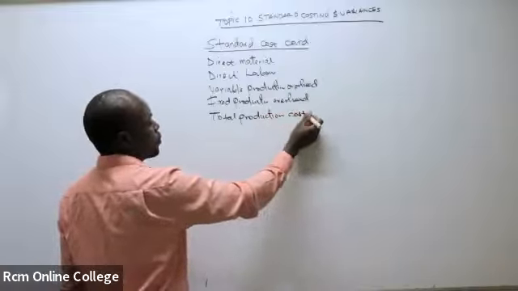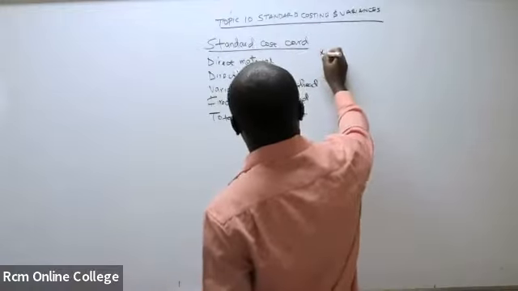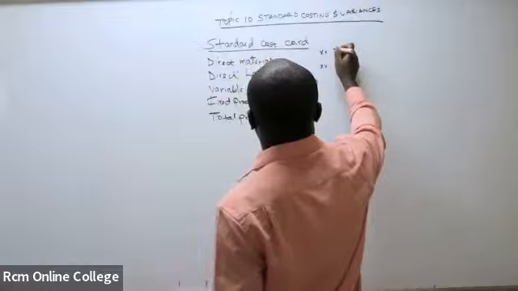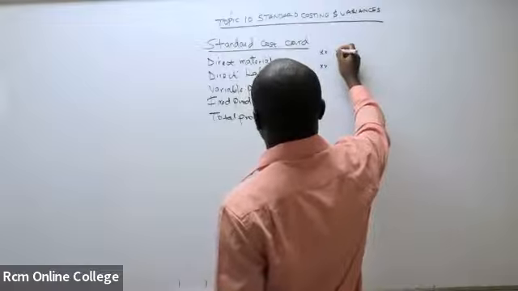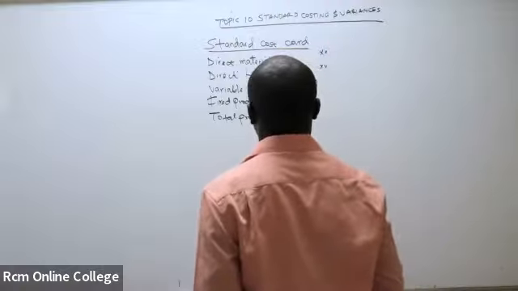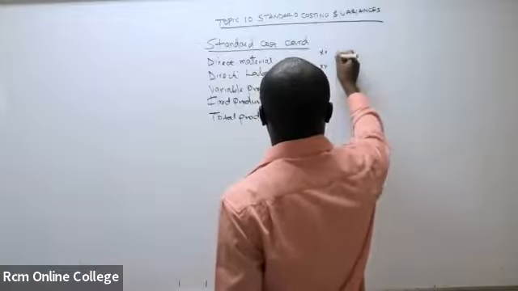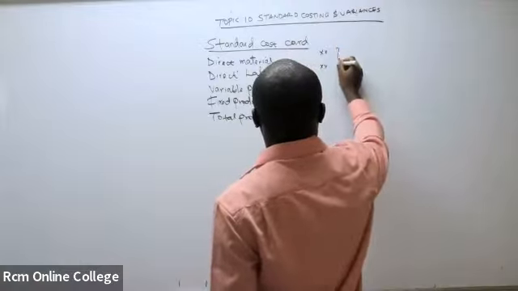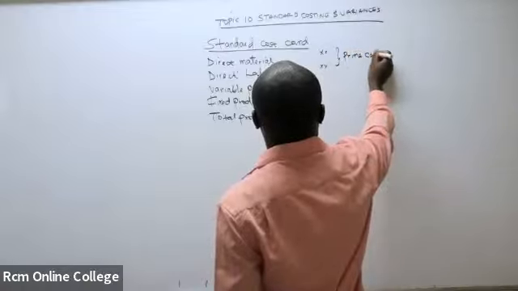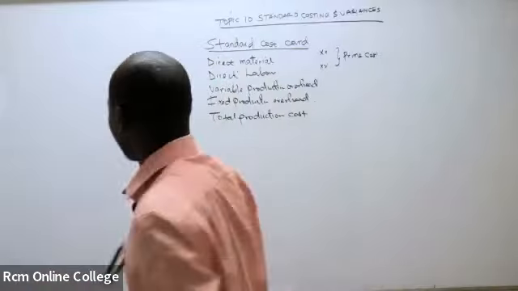cost, total production cost. So direct material plus direct labor, these two will give us what we call direct or prime cost. Then to the prime cost, we add variable production overhead, right? Or alternatively, we can decide to do it this way.